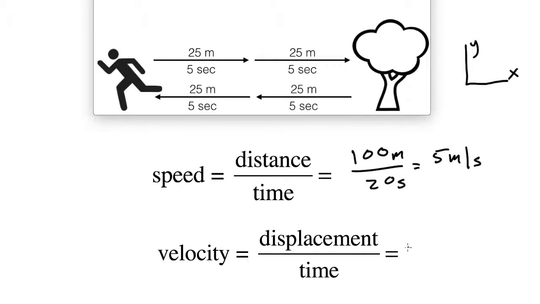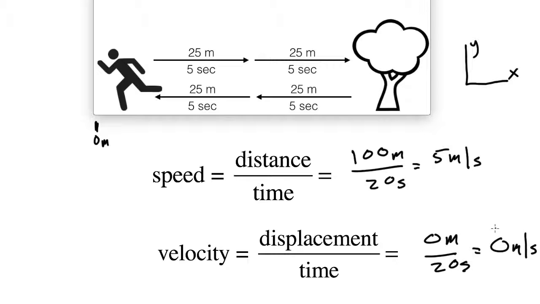And his velocity, well, his initial position was here, which was 0 meters, and his final position right here is still 0 meters. So his displacement is 0 meters, and the time it takes him to do it in is the same as his speed, which is going to be 20 seconds. And his velocity will now be 0 meters per second.